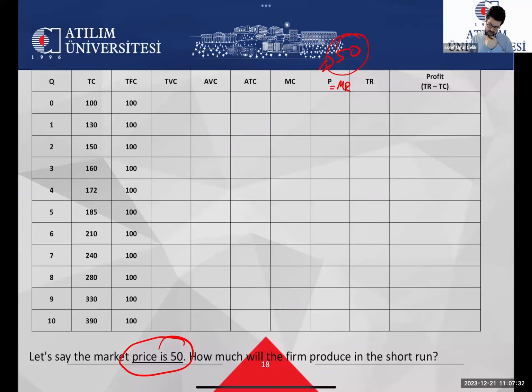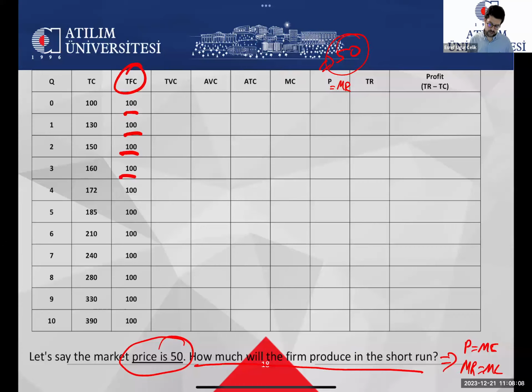Let's look at the question. How much will the firm produce in the short run? They produce when price equals marginal cost and marginal revenue equals marginal cost. The firm chooses to produce at that level, okay? The total fixed cost is a constant number, so it is the same in all rows.